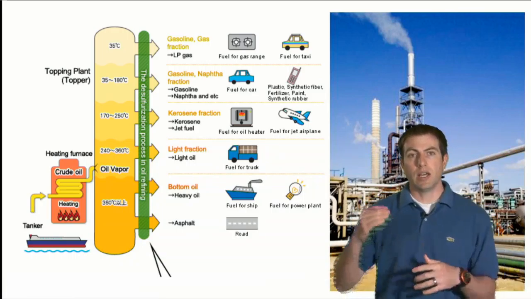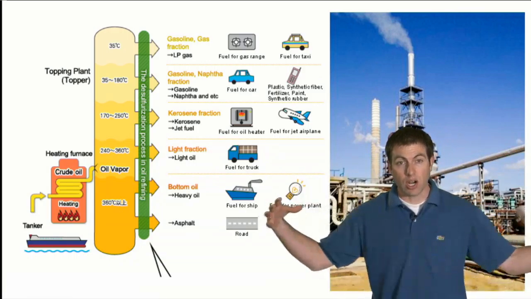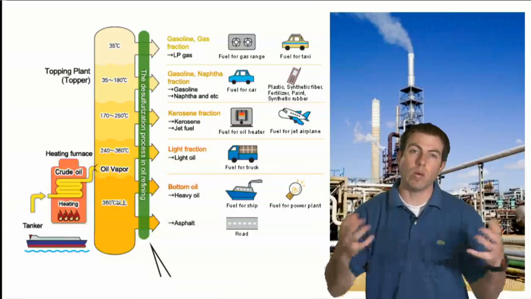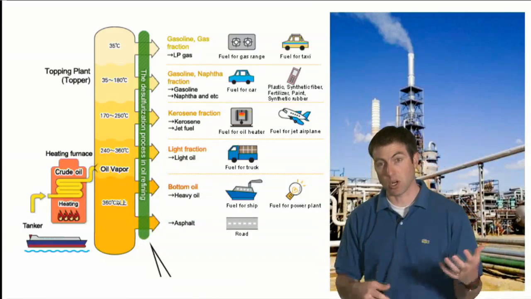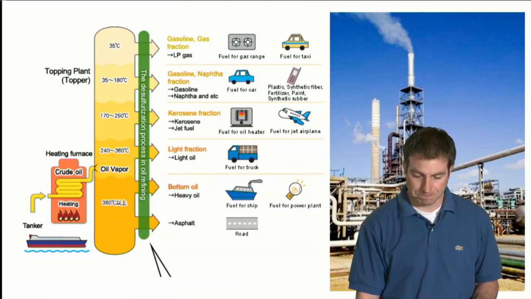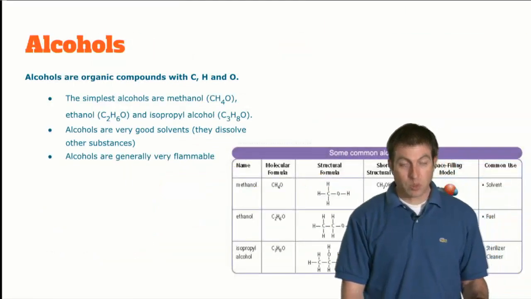So the lower you get, the longer the carbon chains, and when you burn it, the more waste that gets produced, the more carbon dioxide that gets produced. So yeah. The next one is alcohols.